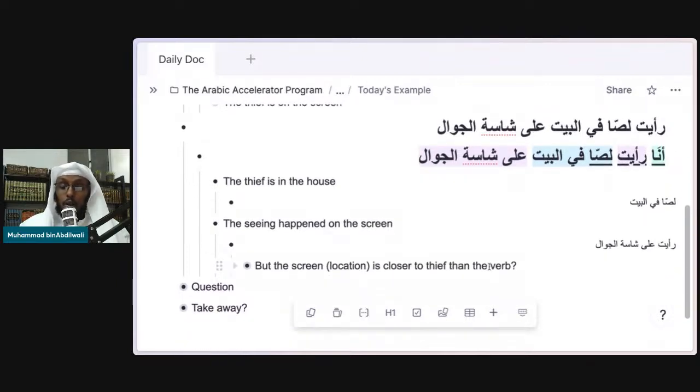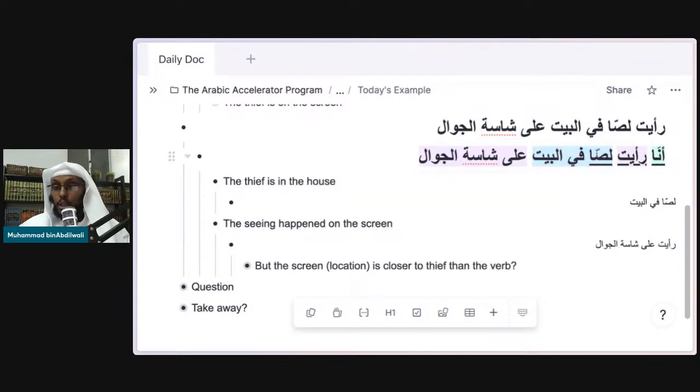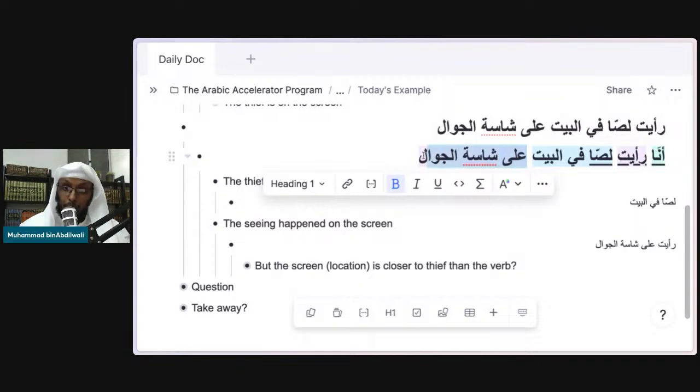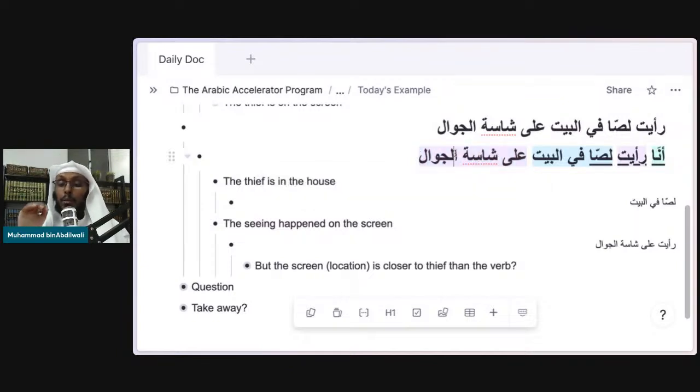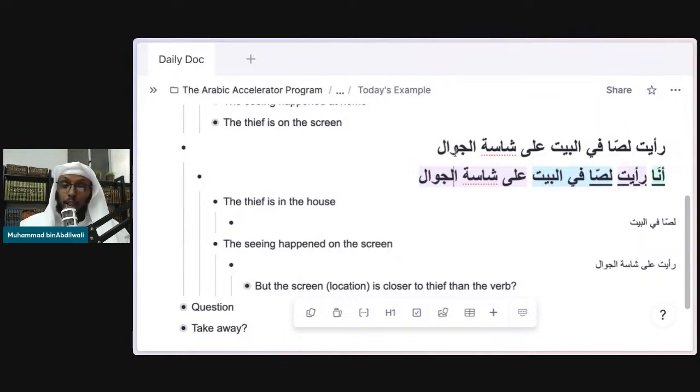Now, there's one question here. This is the important part, which is the screen, i.e. the location, this prepositional phrase over here. You might say, well, Ustad, it's closer to لصا than it is to رأيت. You have this whole phrase with a noun in between the verb and where the verb happened. This is the most important point here: there's a major difference between what we call adjectives, which are those things that describe nouns, and what we call adverbs, which are those things that describe verbs.